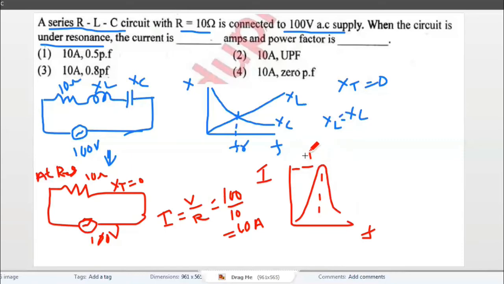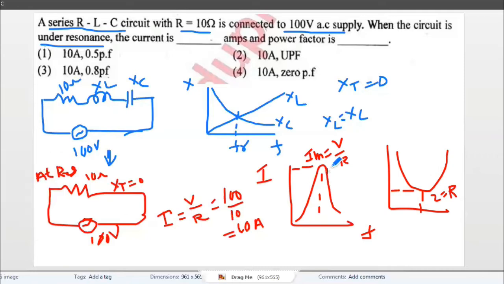So it is I max equal to V by R. And at resonance condition, the impedance is minimum, and it is like this. Impedance is minimum. Impedance Z is equal to R.